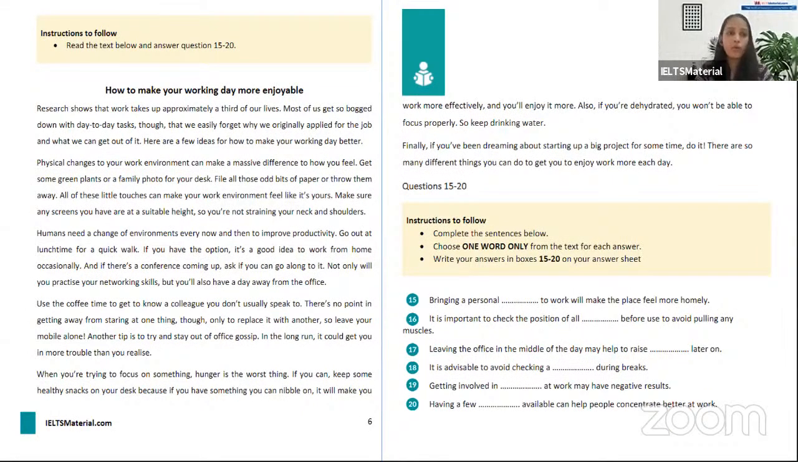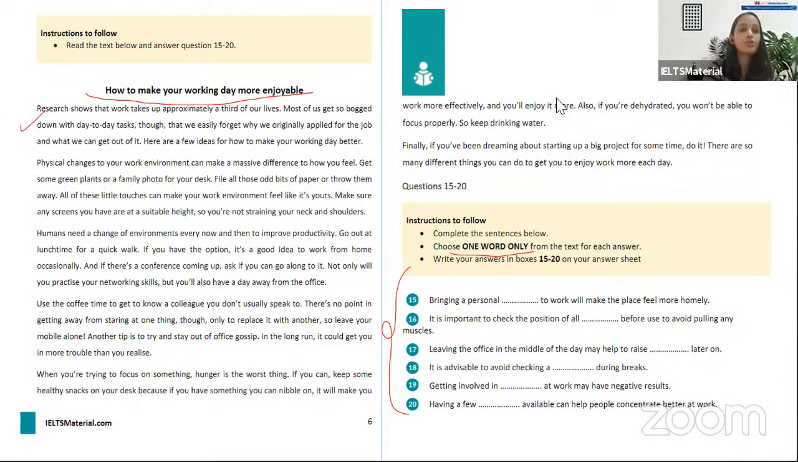So let's see what this text is all about. How to make your working day more enjoyable. Let's see our instructions. Complete the sentences. Choose one word only. Let's keep it in mind that we are only going to write one word. And we have 6 fill in the blanks. This is our topic. So let's skim through the first paragraph because that's going to give us an introduction of the entire passage. And then we will solve each question one by one.